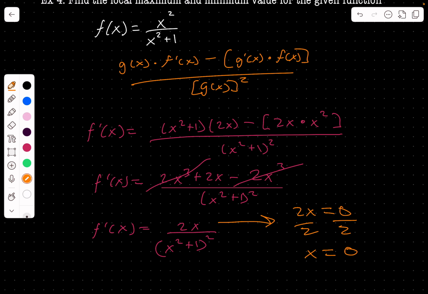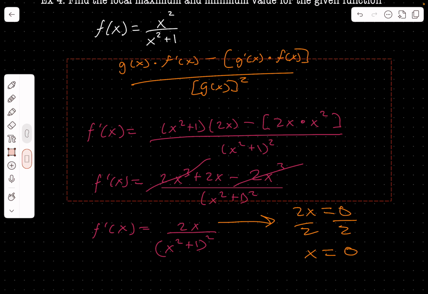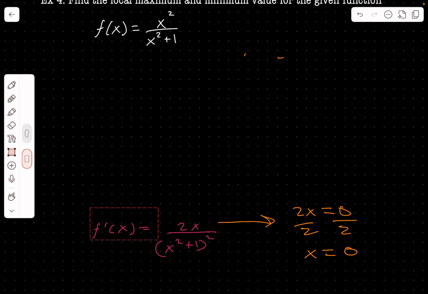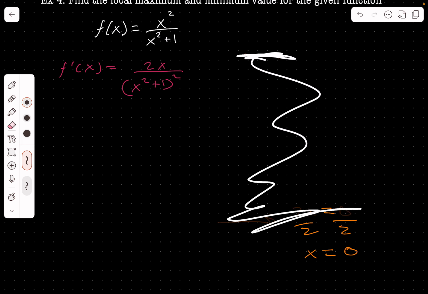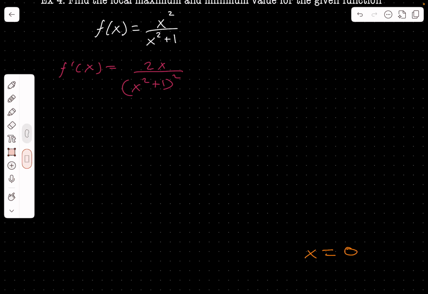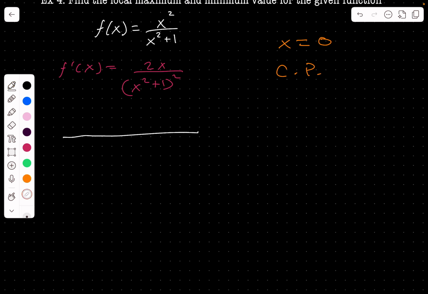Now I'm going to clean this all up because we don't really have space, except this time I'm going to make sure that I keep the derivative up there because that's pretty important. All right, so our critical point is up here and our derivative is right there. Let's make our number line, and let's write our critical point, which is 0.